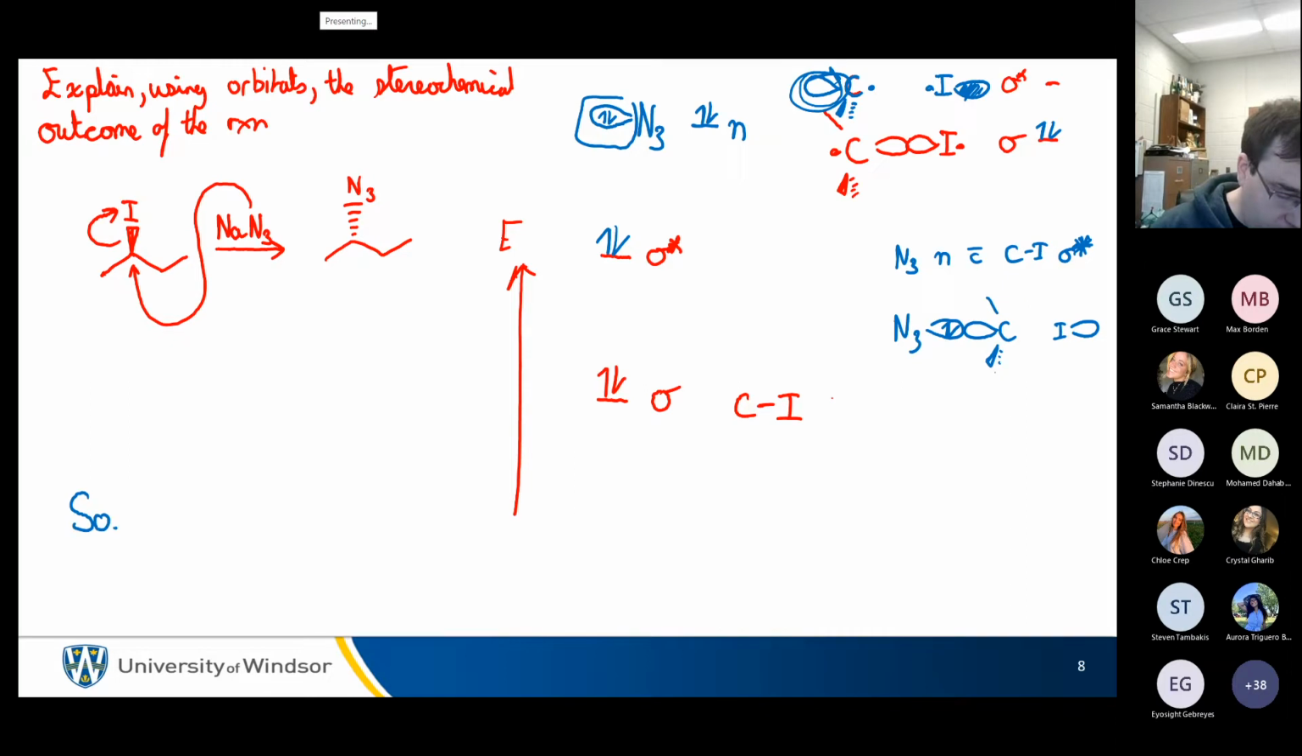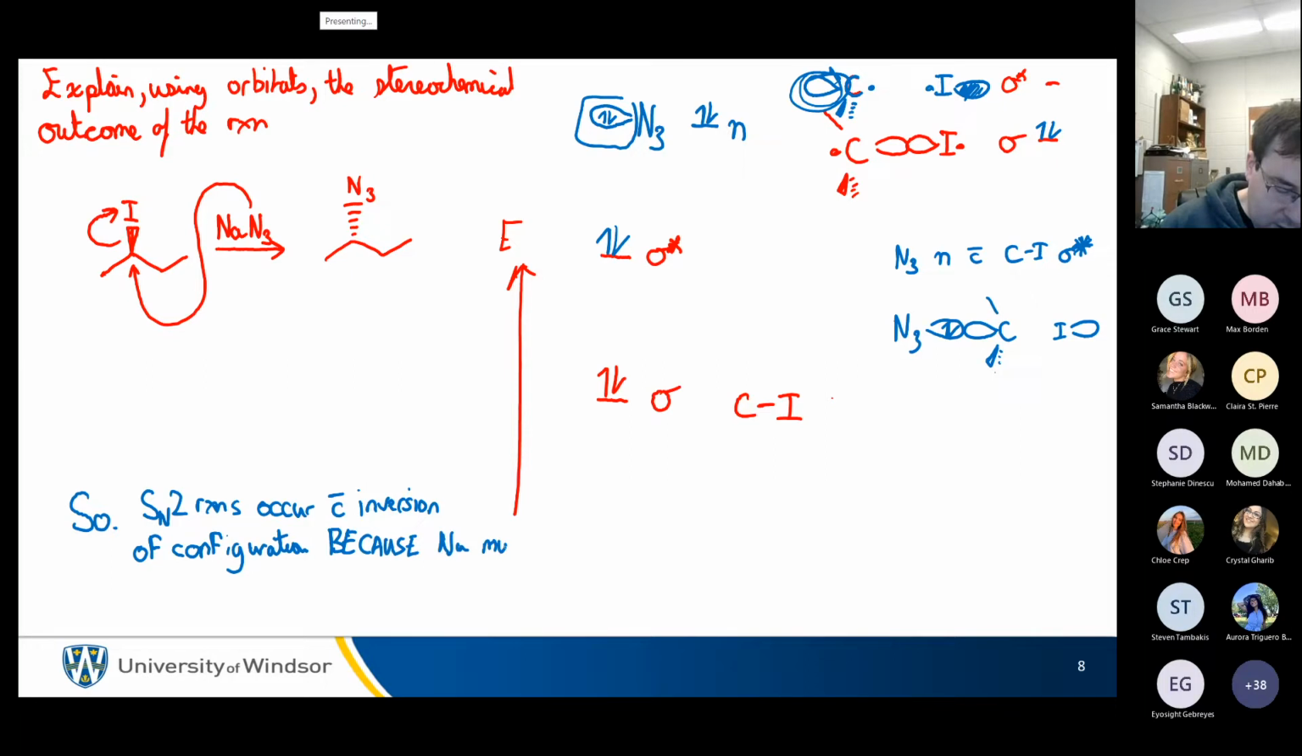So, literally, SN2 reactions occur with inversion of configuration because the nucleophile must approach 180 degrees from the leaving group, because that's where the antibonding orbital is.